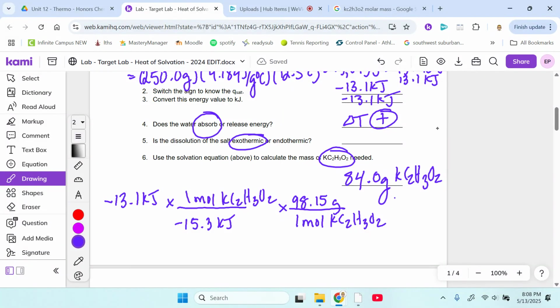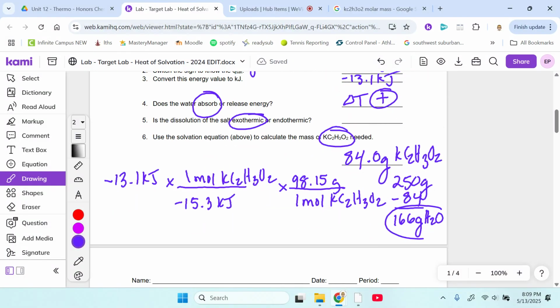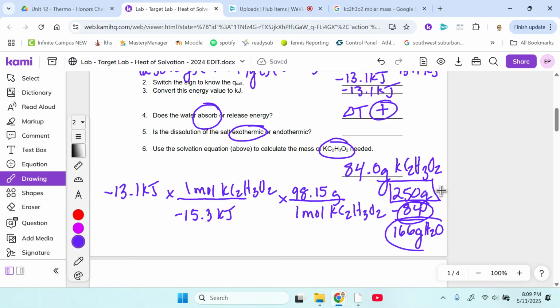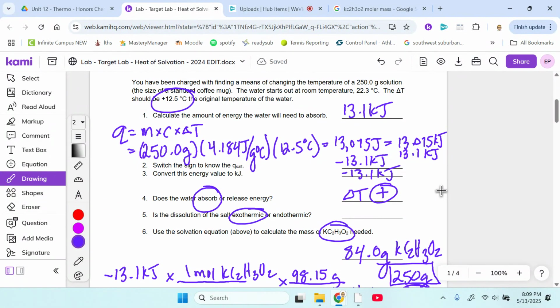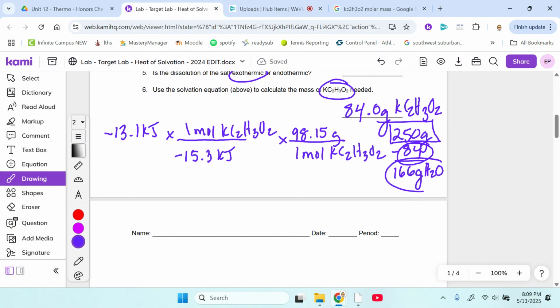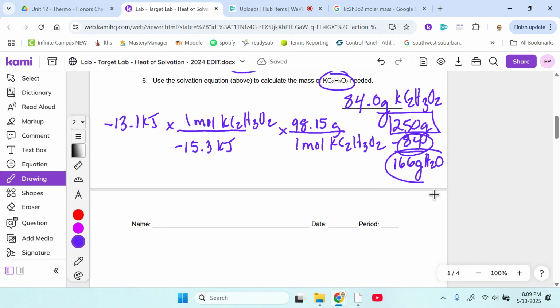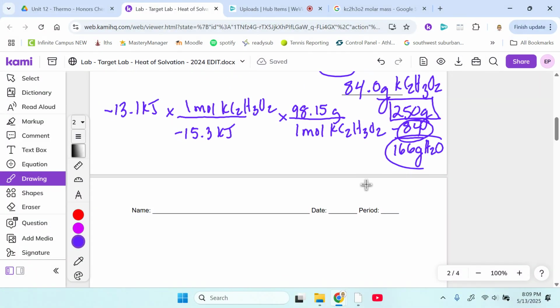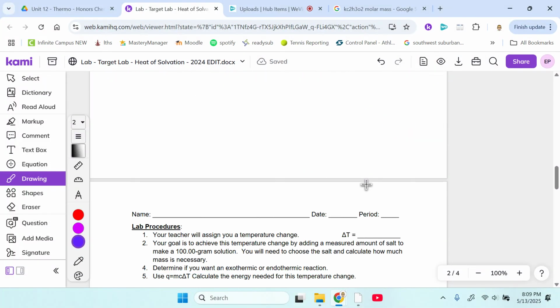Well, we need a 250 gram solution. So that's when the salt or solute is dissolved in the water. So 250 minus 84 gives us 166 grams of H2O. This much water plus this much salt will give us a total solution of 250 grams. Okay, when the salt is dissolved, we should get a temperature change of somewhere close to 12.5 degrees Celsius, assuming that we executed our lab technique appropriately and we've got a decent calorimeter to use.